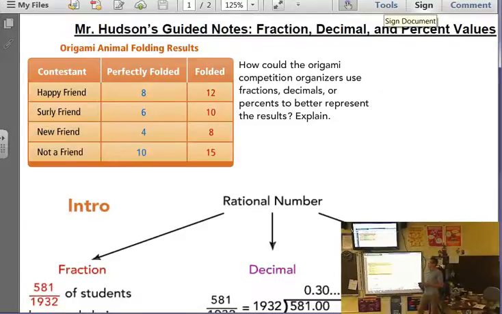I will never make you make determinations that have any sort of bias in them. So my bias when I chose the not a friend is that he folded them faster. But maybe the judges would just say, well, you both win. So really, if this was on a test, you would just say the happy friend and the not a friend have the same percentage. That would be the result that we're looking for.